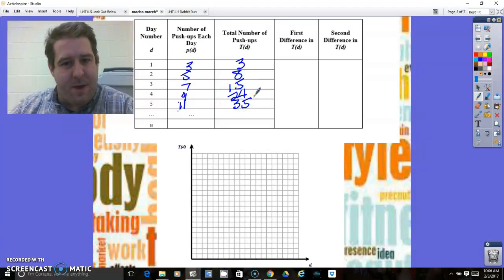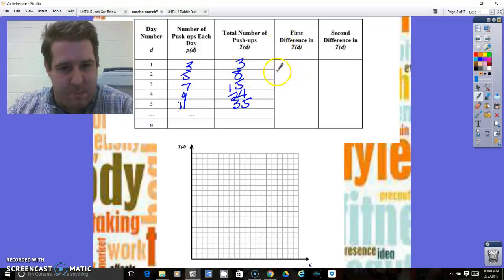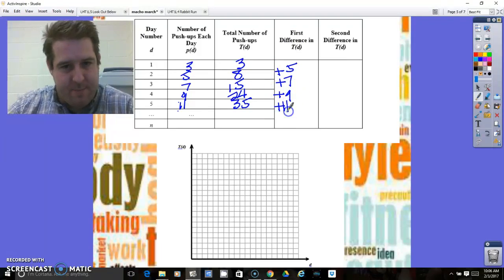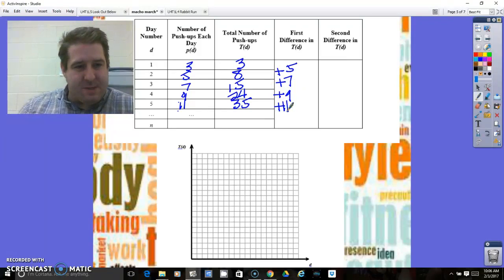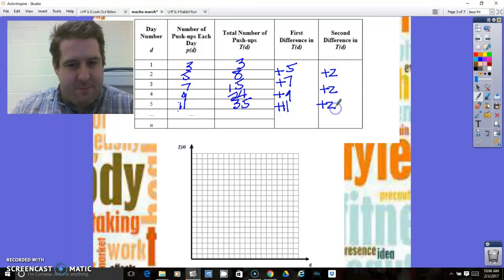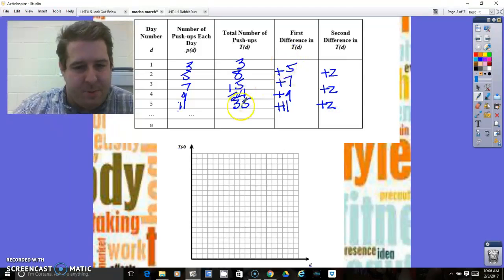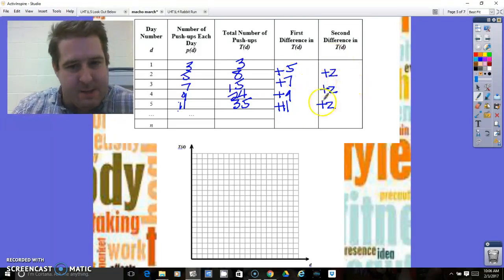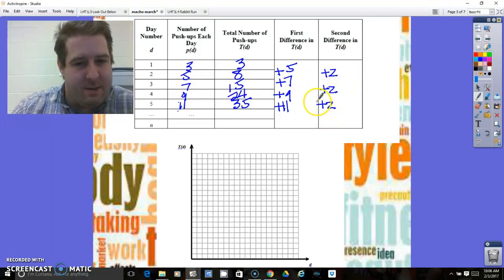And then what I'm going to do is find the differences between those terms. This happens to be plus 5, then plus 7, plus 9, plus 11. And then find the differences of those differences. And you're going to notice that these differences all have a common difference. We call that a second difference of plus 2. All quadratic patterns have a second difference. That is the same thing, a common second difference.